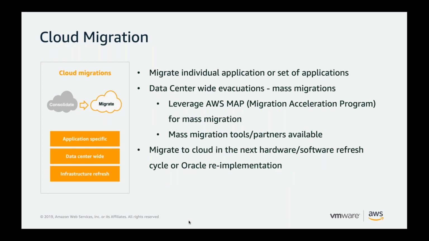And then with cloud migration, being able to migrate individual applications or a set of applications. This can come down to data center-wide evacuation or even a mass migration. So you can leverage the AWS MAP, Migration Acceleration Program, for your mass migration. Mass migration tools and partners are available as well. And then being able to migrate to the cloud in the next hardware software refresh cycle, or if you want to utilize Oracle reimplementation.